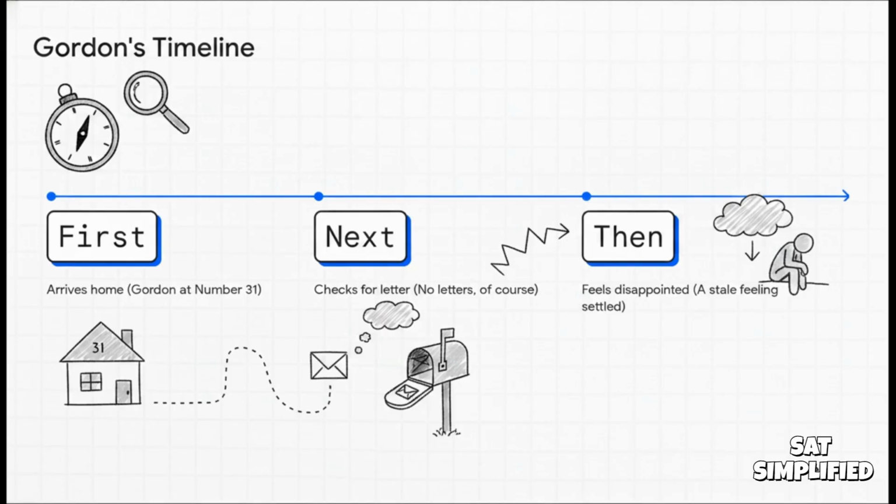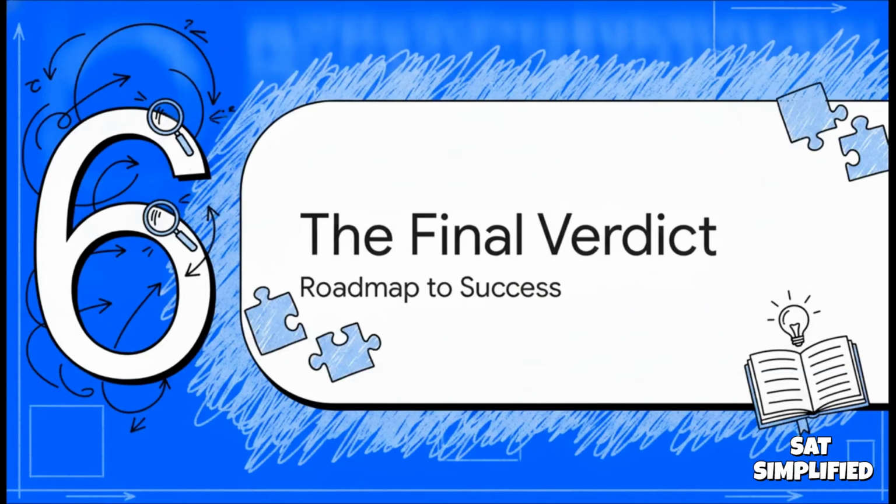In this text about a guy named Gordon, we can track exactly what happens. Event 1, he arrives home. Event 2, he checks for a letter and finds none. Event 3, he feels disappointed, which the text describes as a stale feeling settling upon his breast. By breaking the passage down into this simple, chronological timeline, eliminating those overly complex or dramatic wrong answers becomes incredibly easy. All right, let's wrap this up with the final verdict.